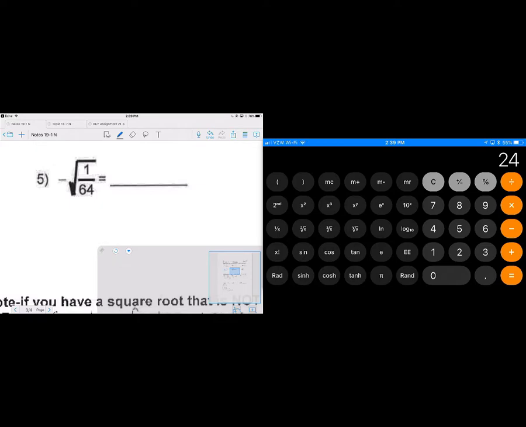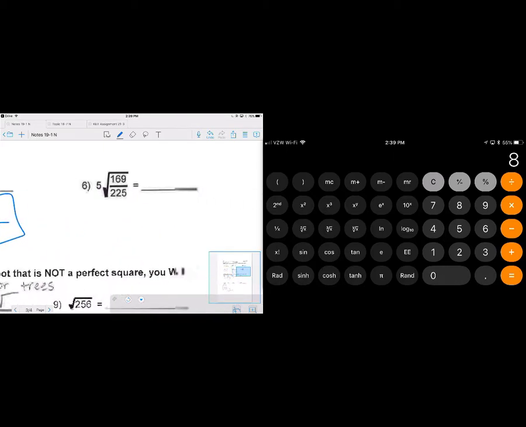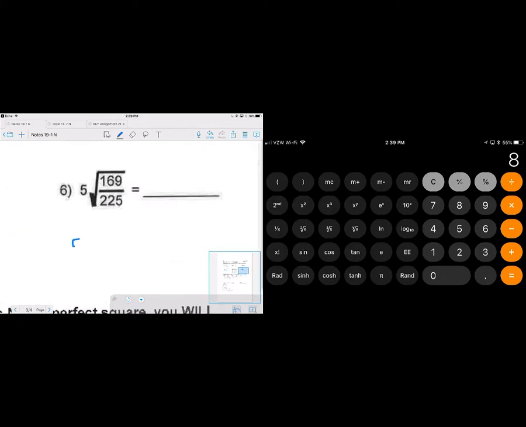So if I'm doing a problem like 5 on my phone, I have to break this up into two different pieces. So 1, I click the square root button. The square root of 1 is just 1. 64 square root is 8. The negative was in front of the problem the whole time. So you just have to take things slower if you're working on your phone, or a different type of calculator like the blue calculators.